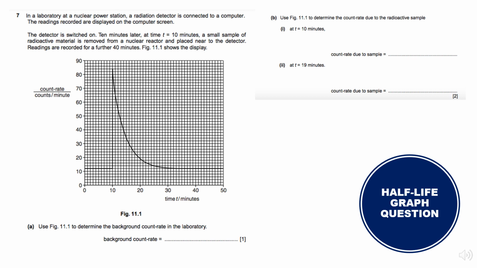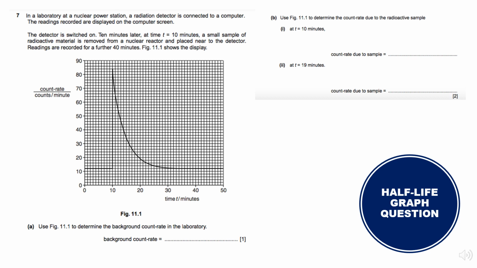So in this case, we must read off the count rate where the graph has leveled off. And here, if we look very carefully, it is at 12 counts per minute. So the background count rate is 12 counts per minute.